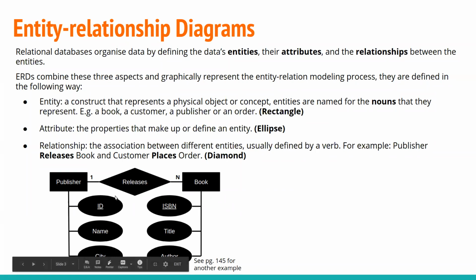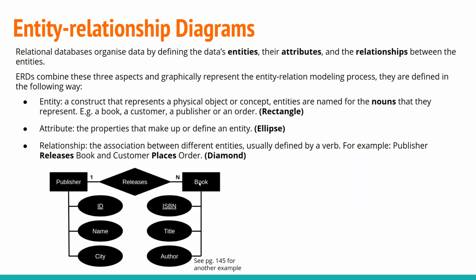There's another one in your book on page 145. So this ERD diagram, fairly simple, really. So we have a publisher. Publisher, as you can see, is a rectangle, right? Because entities are represented by rectangles. The book is also a rectangle because it's another entity.